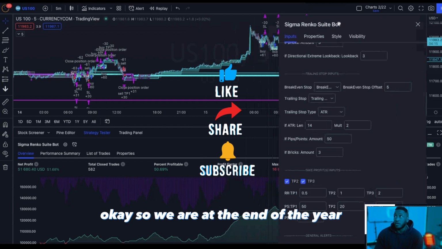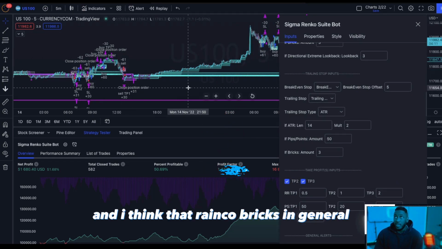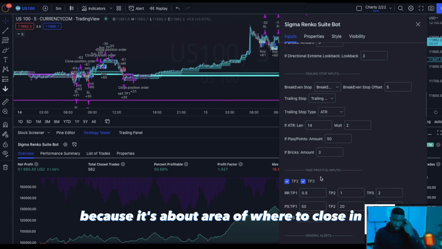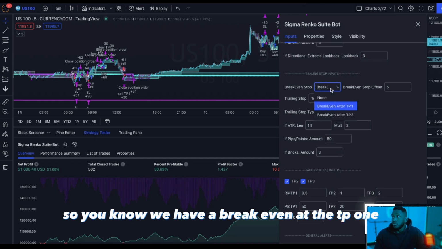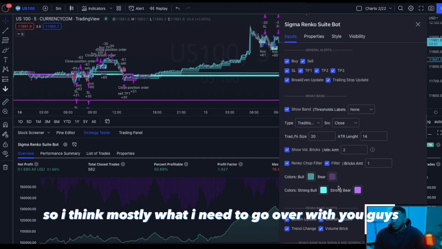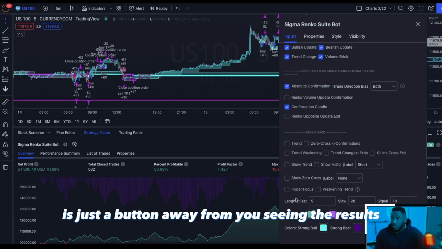Okay, so we are at the end of the year, so you are getting a little choppy. And I think that Renko bricks in general actually work a lot better when it gets into a choppy market because it's about the area of what you close in. So we have a break even at the TP1, the offset, trailing stop, right? I think mostly what I need to go over with you guys, because all of this stuff is just a button away from you seeing the results.